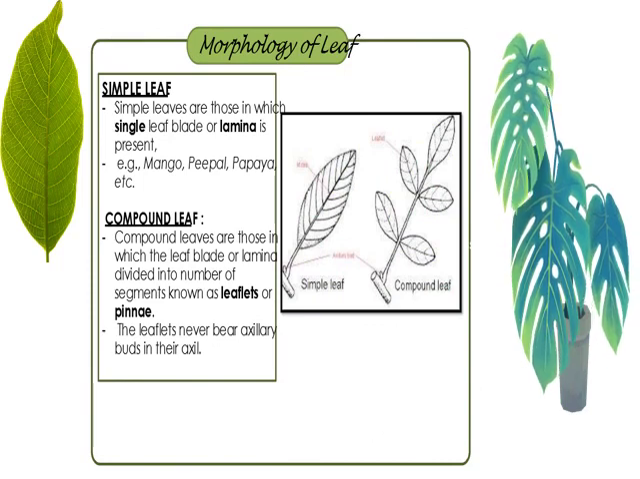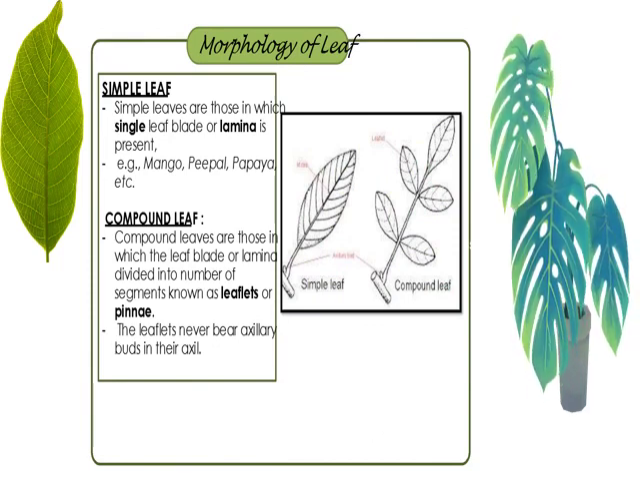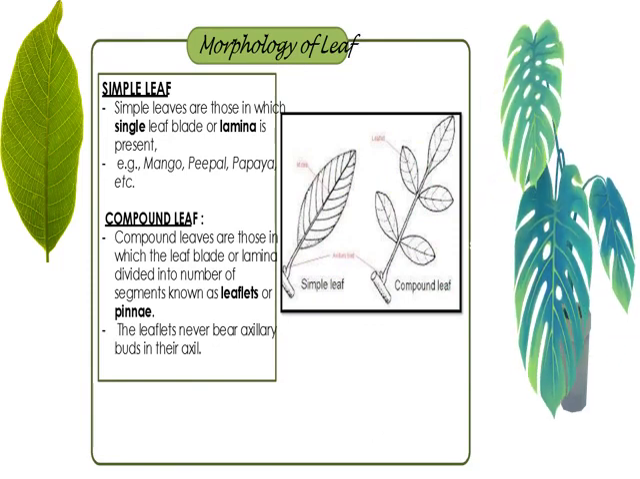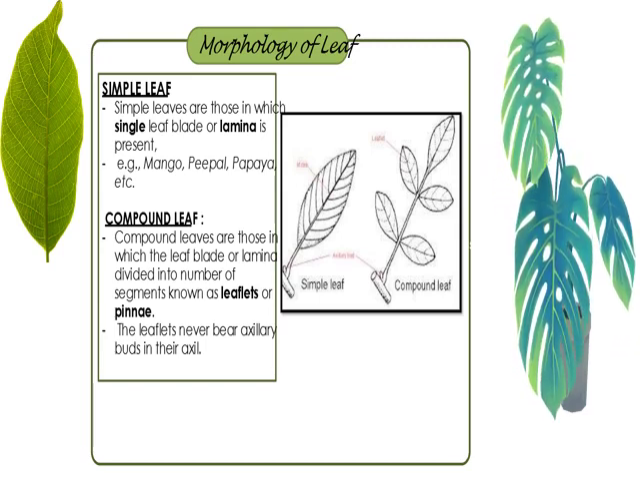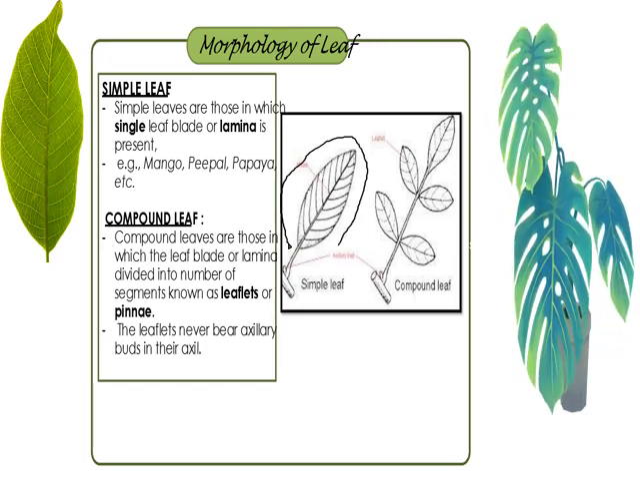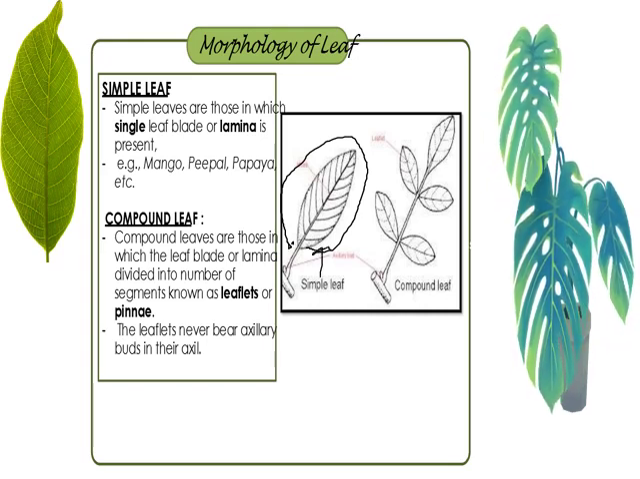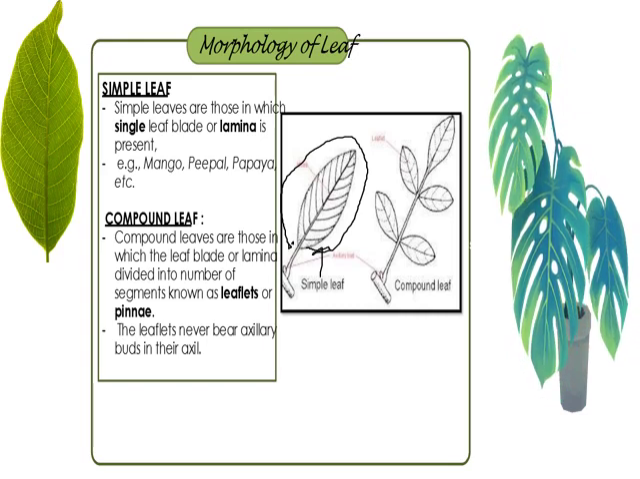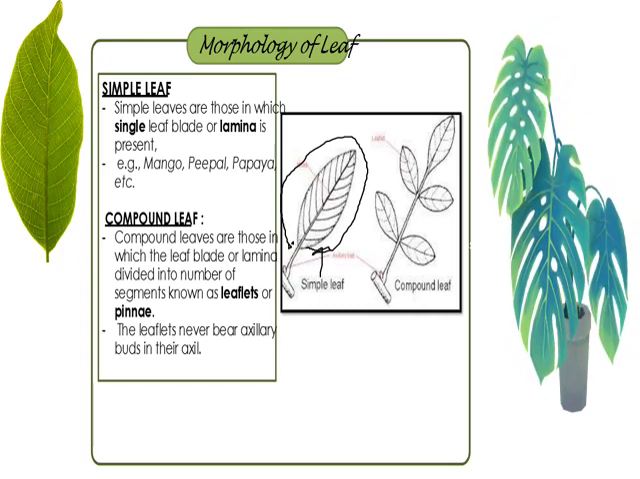So we have two types of leaf: one is simple leaf, the other is compound leaf. Simple leaves are those in which a single leaf blade or lamina is present. So here we have a simple leaf in which a single leaf or lamina is present. Examples of simple leaf are mango, papaya, or pipal.